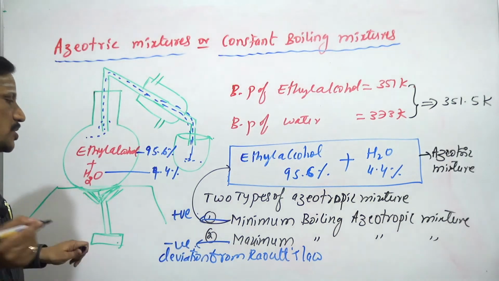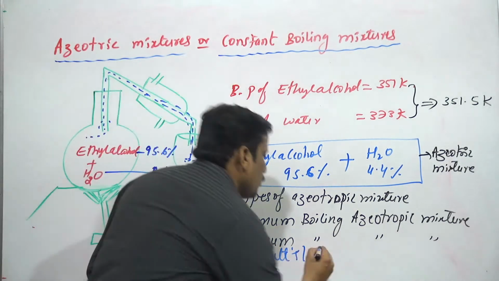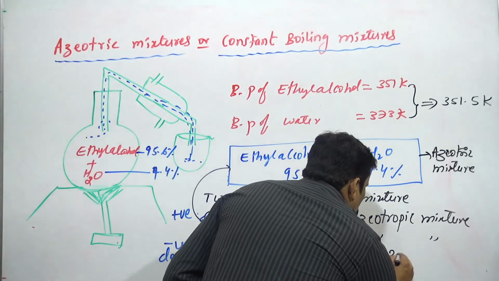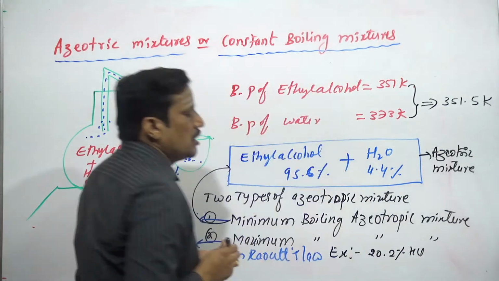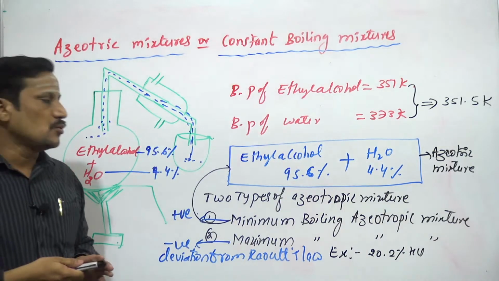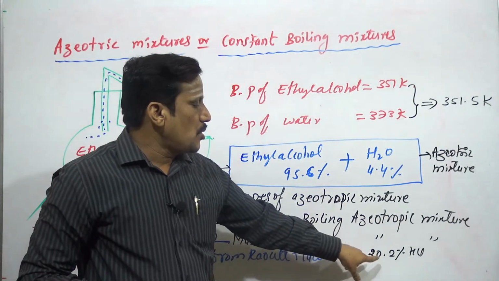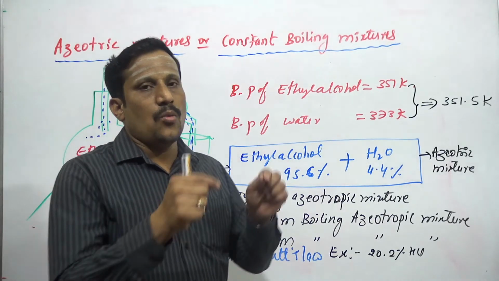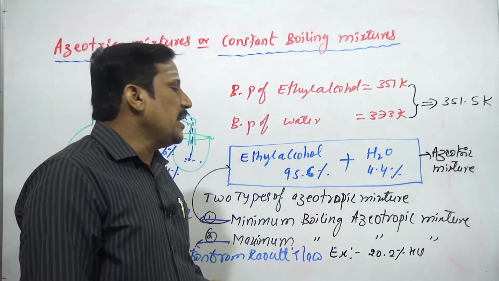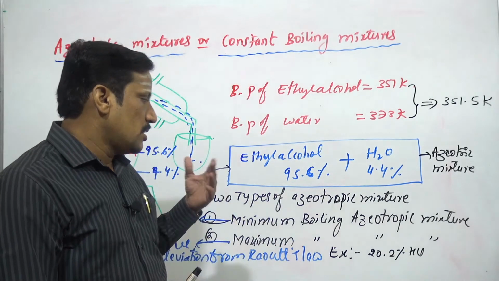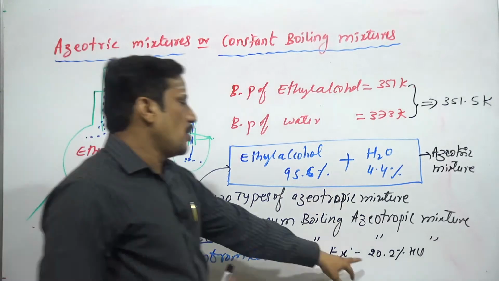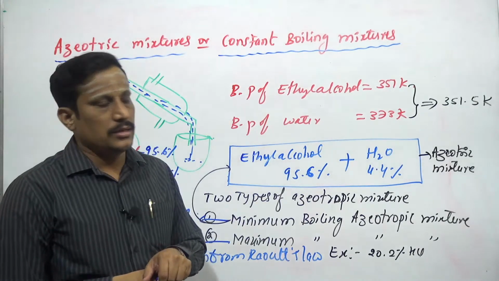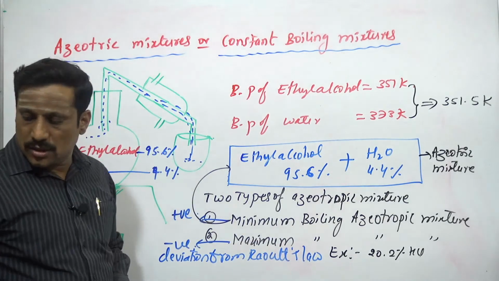An example of a maximum boiling azeotropic mixture is 20.2% HCl solution. Here 20.2% volume by volume is HCl, and the remaining 79.8% is water. This is the maximum boiling azeotropic mixture.